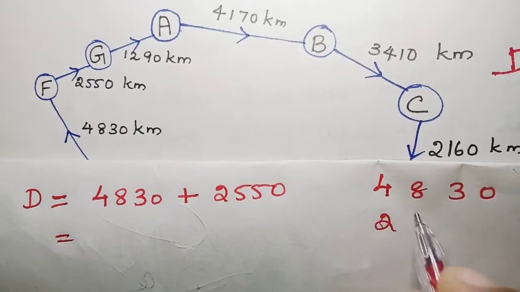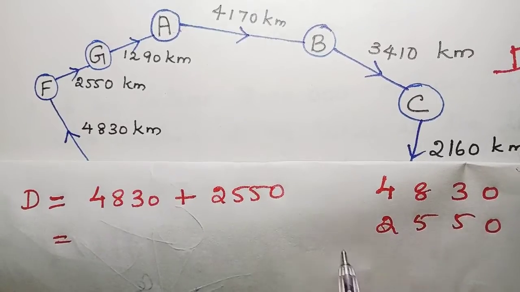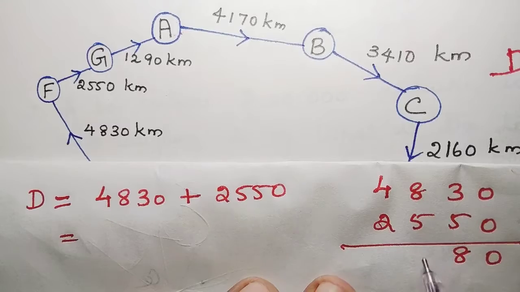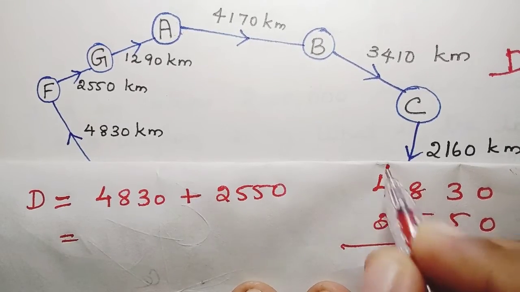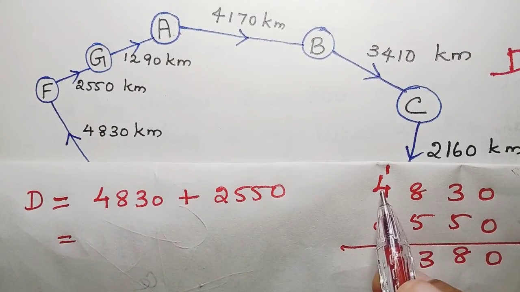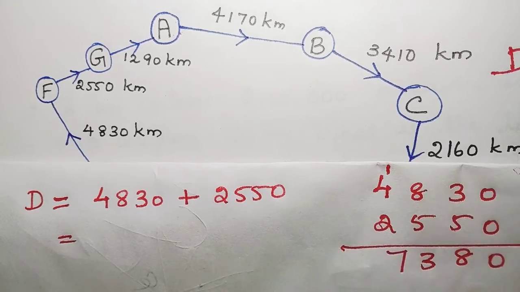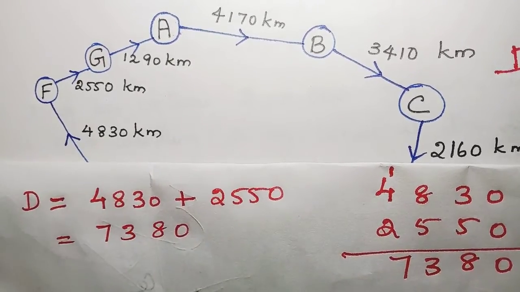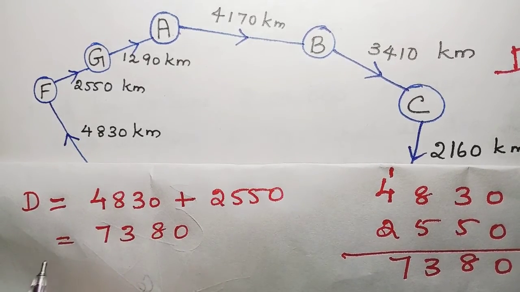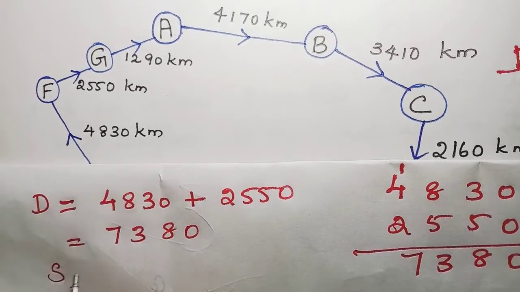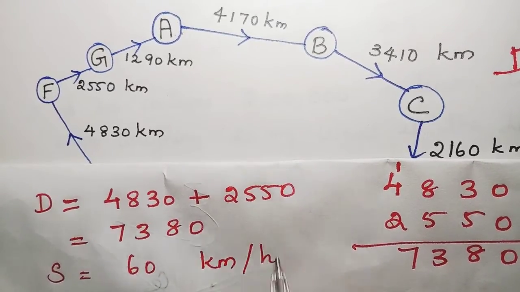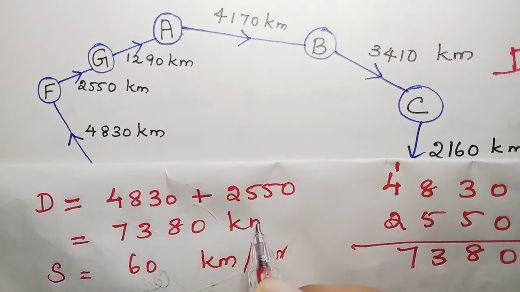4830 plus 2550. Just add: 0 plus 0 is 0, 8 plus 5 is 13, so 3 and carry 1; 4 plus 1 is 5, 5 plus 2 is 7. So the answer is 7380. This is the distance, and you all know the speed. Speed is 60 kilometers per hour. This is in kilometers.